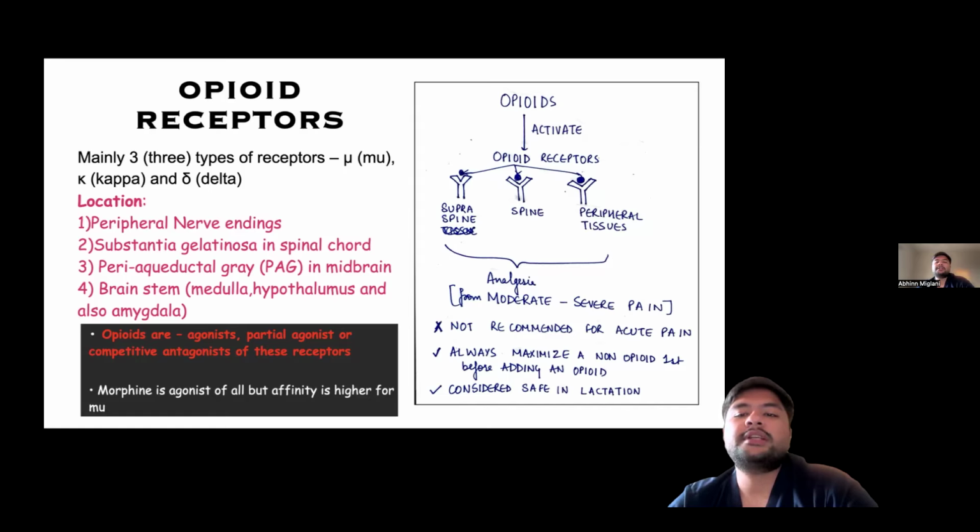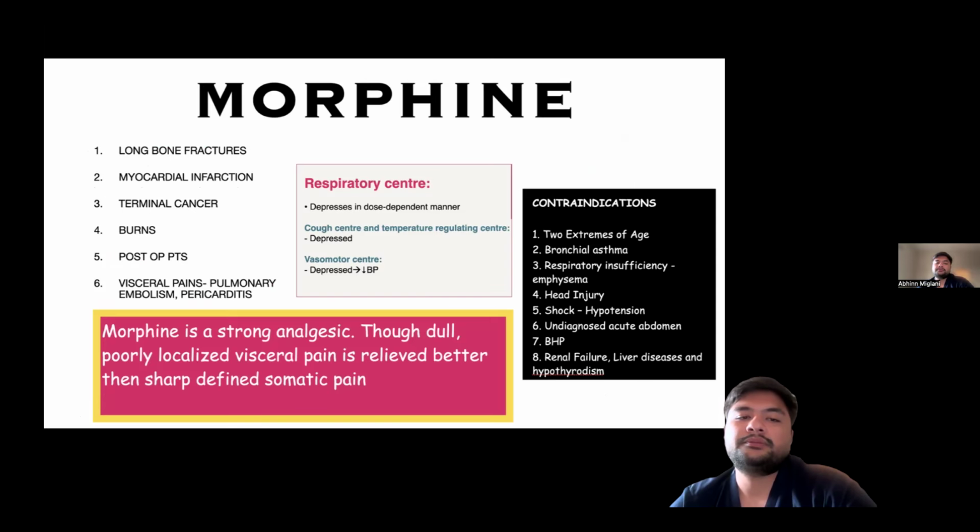So the opioids activate opioid receptors. It is an easy explanation I have made in this diagram. Opioids activate opioid receptors in the supraspinal, spinal, and peripheral tissues, giving analgesia for moderate to severe pain. It's not recommended for acute pain. Always maximize a non-opioid before adding an opioid. And it's considered safe in lactating women.